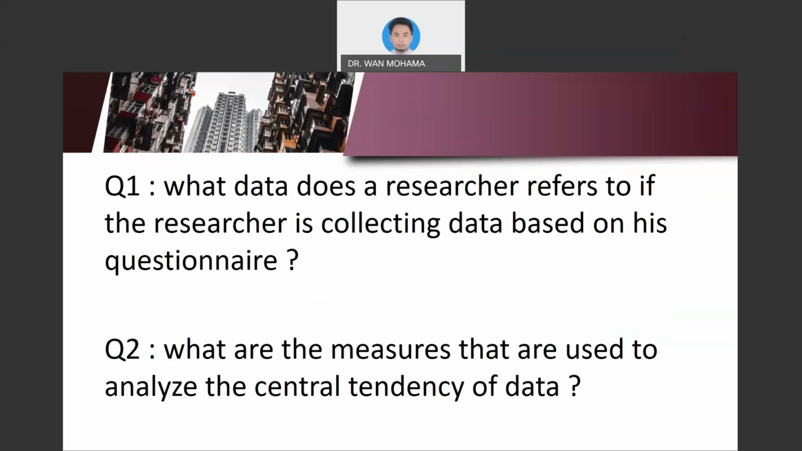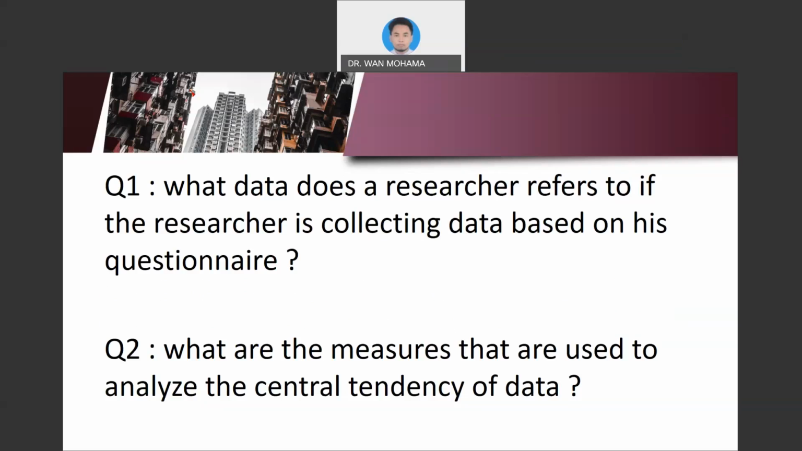What data does a researcher refer to if the researcher is collecting data based on his questionnaire? This is called primary data, or maybe cross-sectional study. Cross-sectional study, actually, I didn't really get what it means, but maybe this group can ask me later.